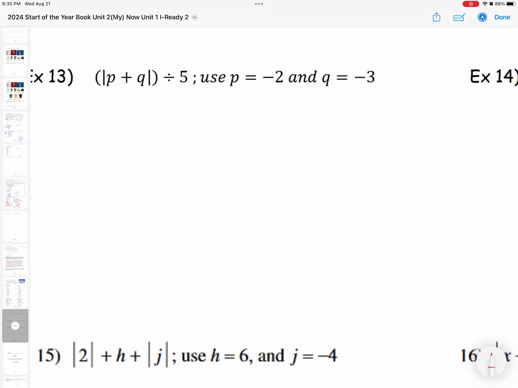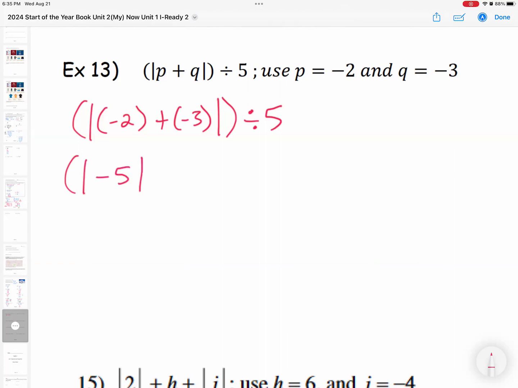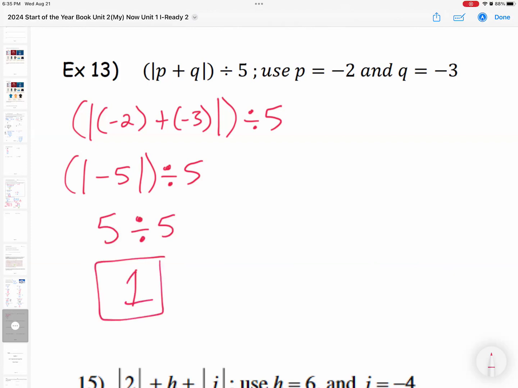So for 13, if you need to see that one, maybe you didn't get the same response. Let's take a look. We end up with the absolute value of P, so that would be -2, plus Q is -3, divided by 5. With that grouping, you end up with -2 plus -3. We end up then with -5. Absolute value of -5 is regular 5. And then 5 divided by 5 is 1. So you should have gotten 1 there.